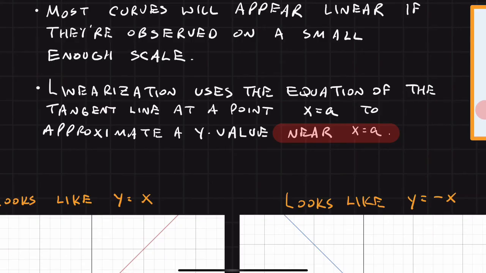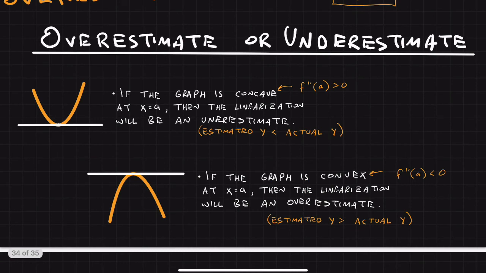So to sum up, linearization just uses the equation of the tangent line at a point x equals a to approximate a y value near x equals a. And once you have your linearization formula, you can tell if it's going to be an overestimate or an underestimate by looking at the concavity at that point. If your graph is concave at that point, that means that you're going to have an underestimate. If your graph is convex at that point, that means you're going to have an overestimate.